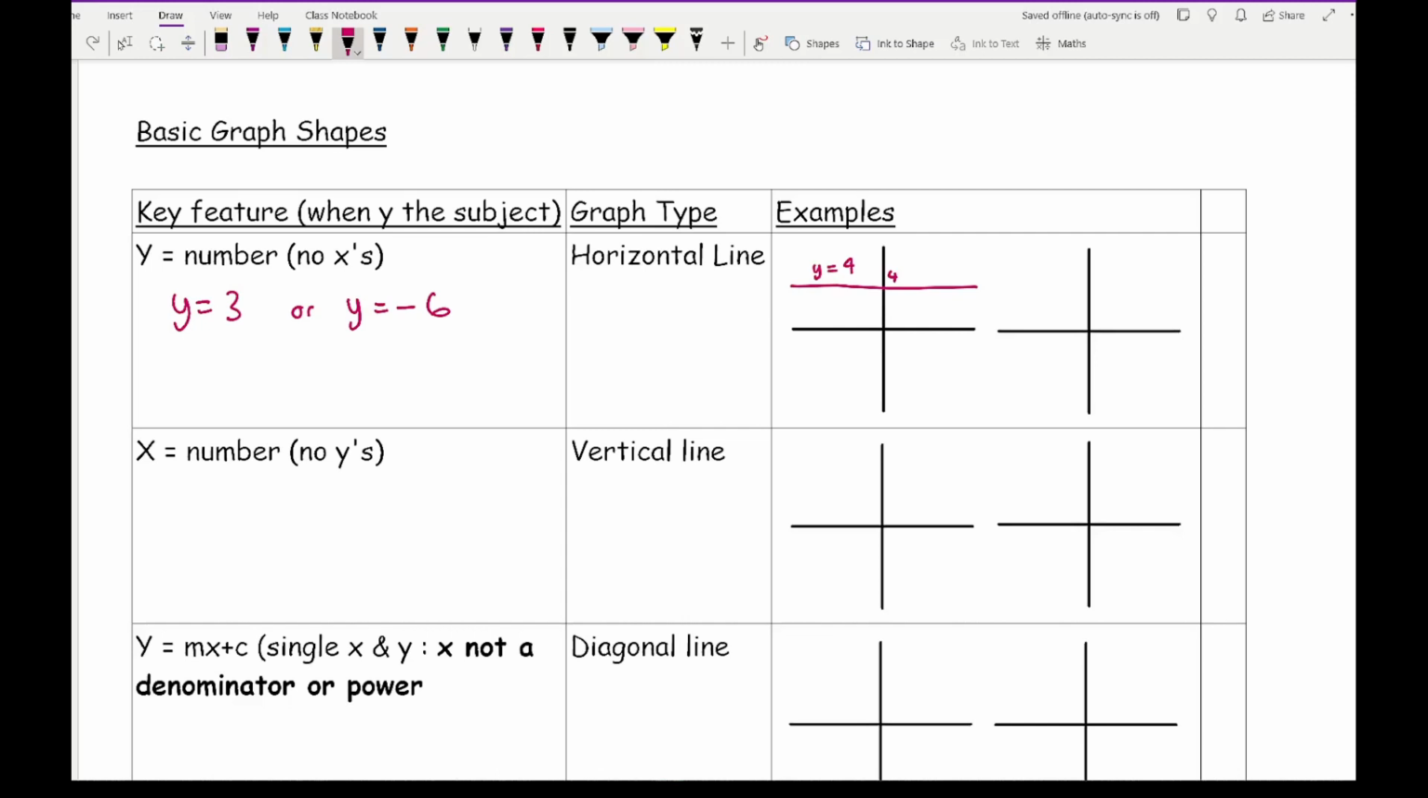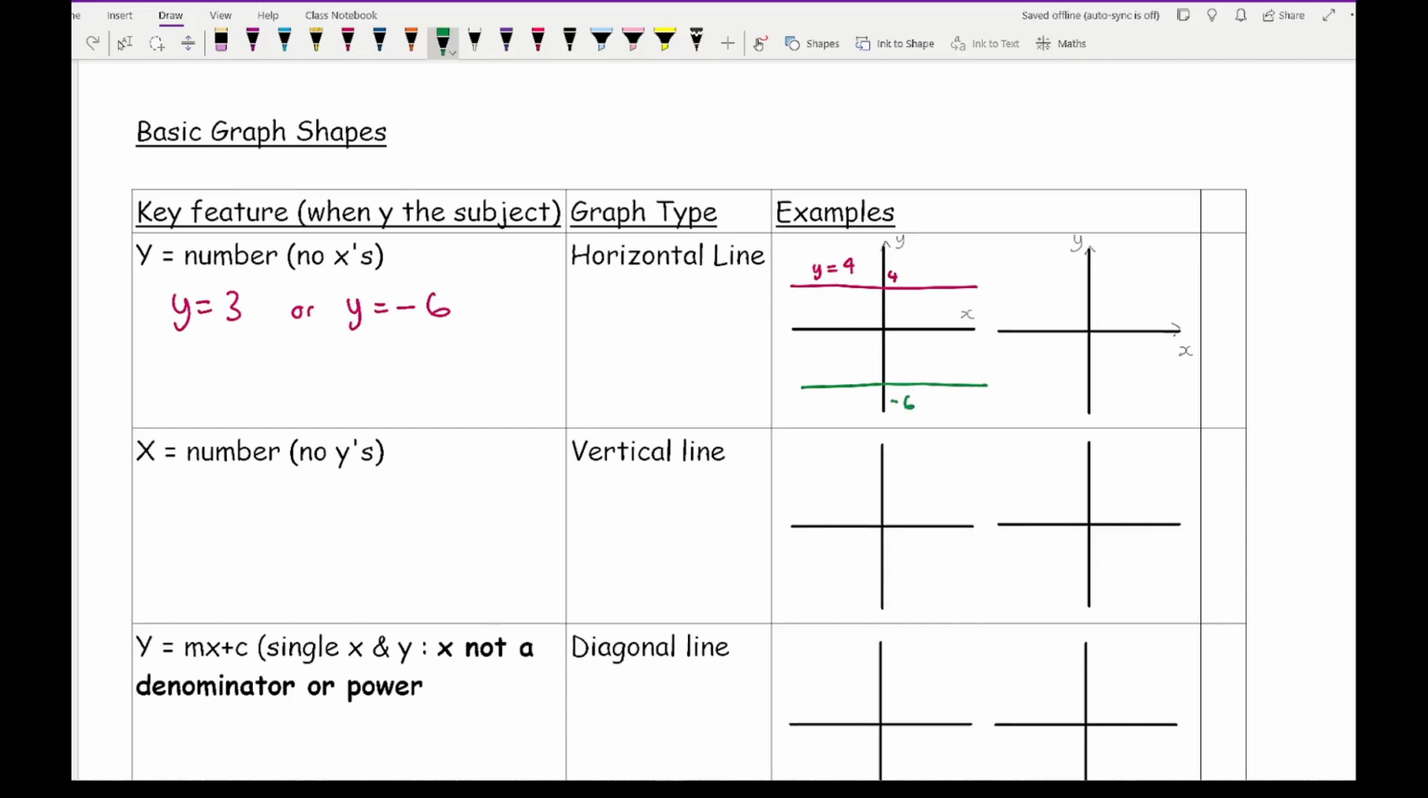So let's say if this was y equals 4, then it would be a horizontal line going through the y-axis at 4. And again, although I've not really done this, you should really also label your axes as well. But typically speaking, in an exam, this will be done for you. And likewise, if we had a negative value, then it will just be a horizontal line going through whatever value you can see.